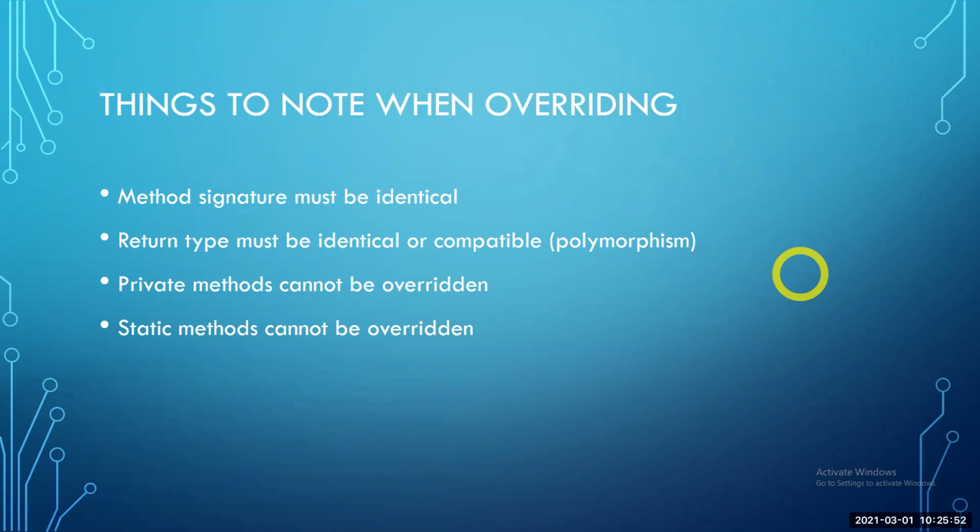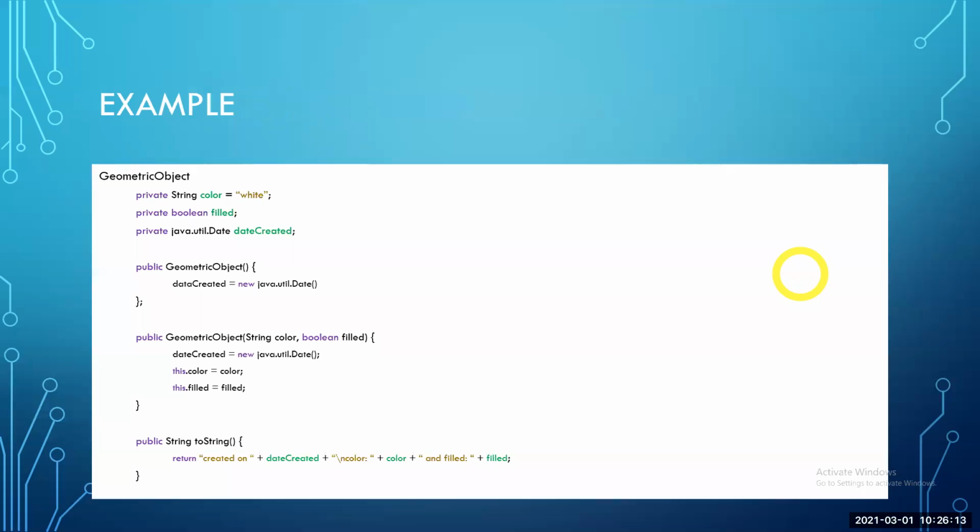Another thing, private methods from a superclass cannot be overridden, nor can static methods. Static methods belong to the class itself, not to the objects of it. So when we're overloading methods, what we're really doing is overloading the methods for each object type. Let's do an example of this because it becomes clear with examples.